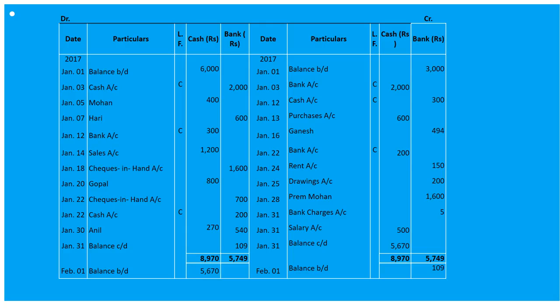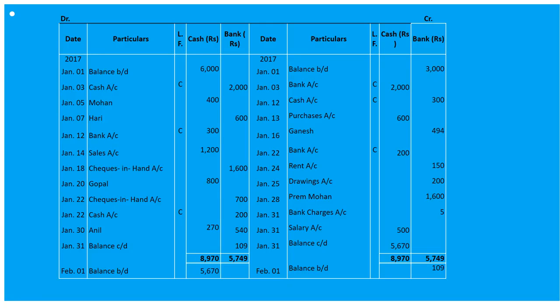Next one is received from Mohan and discount allowed. Received from Mohan, that's why to Mohan, and under cash we will write 400. Discount allowed entry will go in the working note. Next one is on January 7th, received a check from Hari and sent it to bank. So to Hari account, and we will write this amount under bank 600.